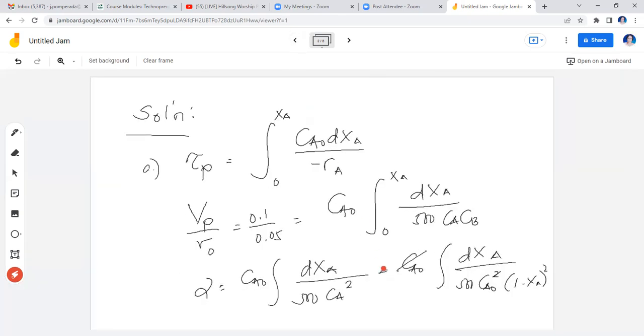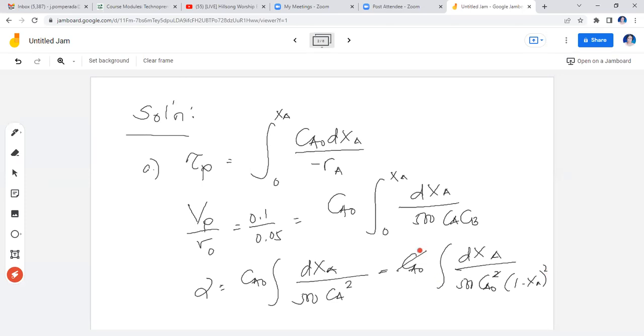So we go back to our original rate law, which is 500 C_A C_B, written as 500 C_A squared. Now, since your integral has the unknown function X_A, you have to convert the C_A here to C_AO and X_A in terms of these two. So we have expressed C_A here in terms of C_AO times the quantity 1 minus X_A. It's squared, so we square also these two terms that are multiplied.